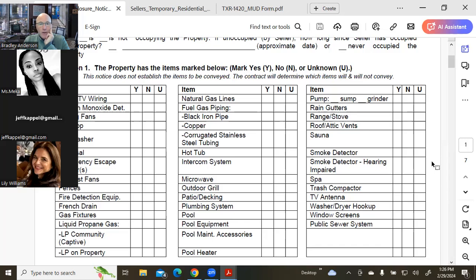So if you get the seller's disclosure back and there are unknowns, you've got to make sure that every blank is filled in. Please push back and ask them, are you sure you don't know this? Are you sure that you wanted to leave this blank?